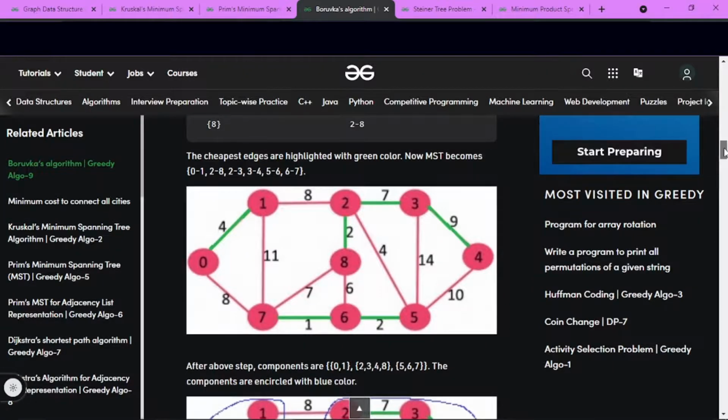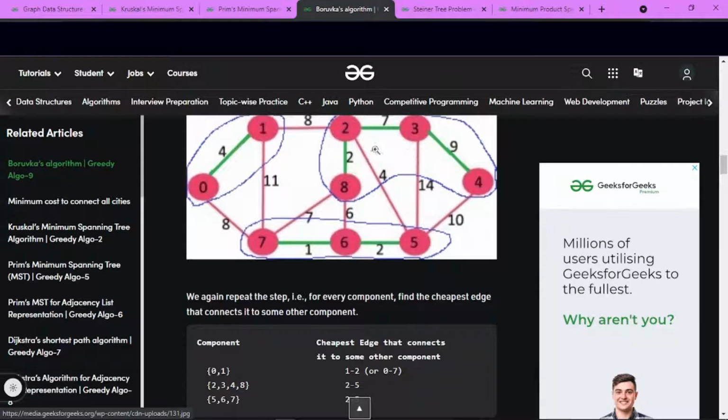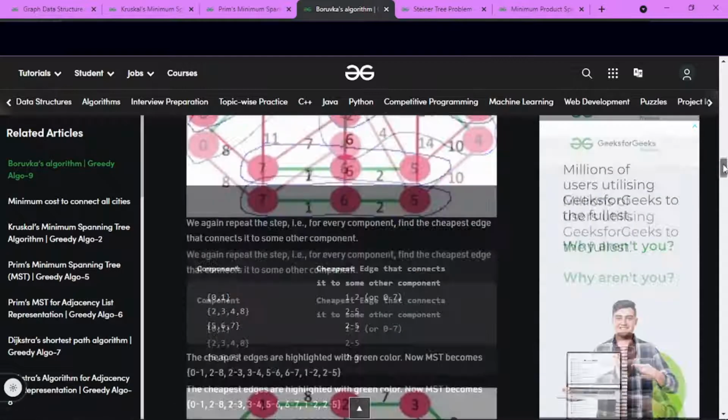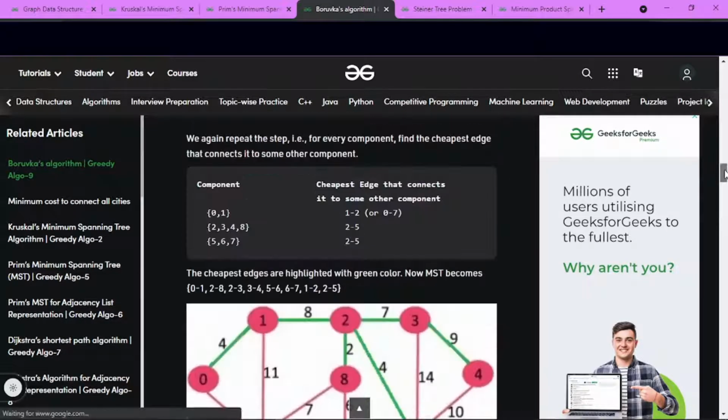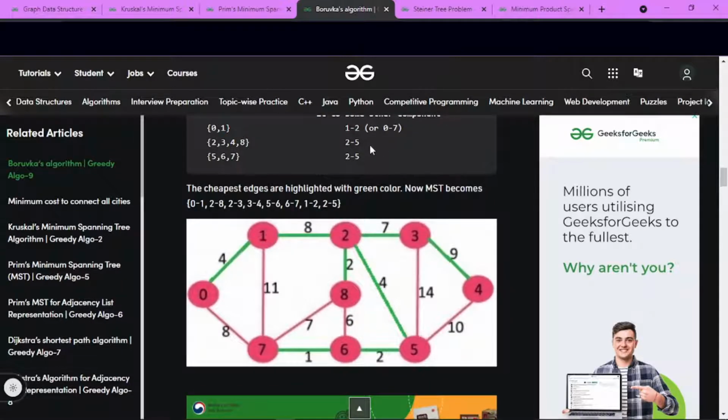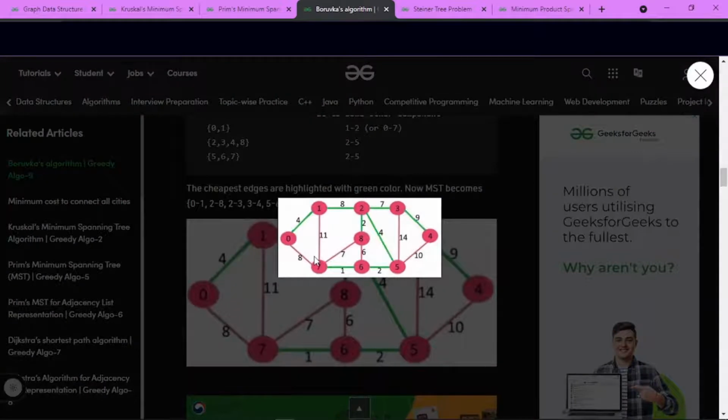Okay, and at last we will just be having these three components that have minimum weight, and then we will connect them with one other edge that has minimum weight. So like this, Boruvka's algorithm is also a greedy type of algorithm, just like Prim's algorithm, and it also yields us the minimum spanning tree.